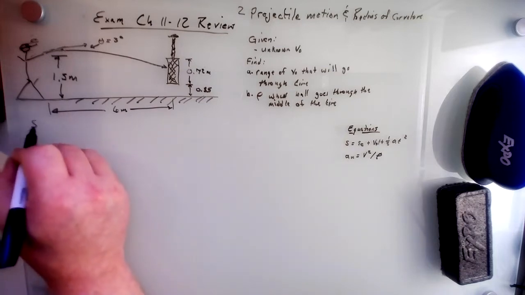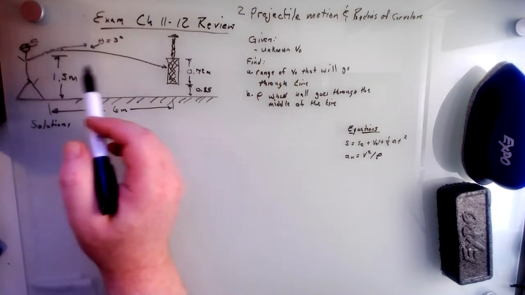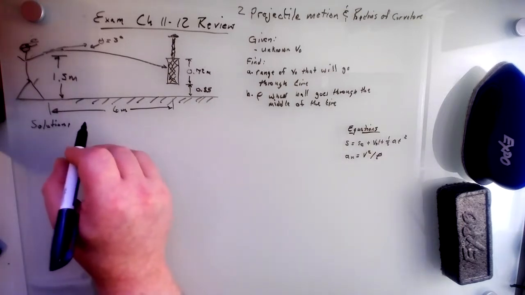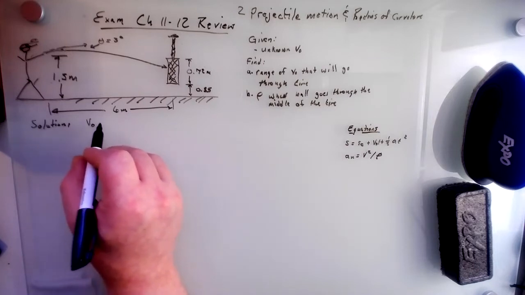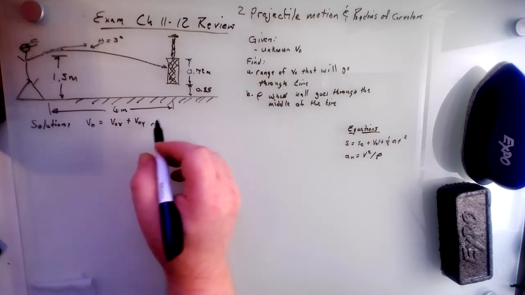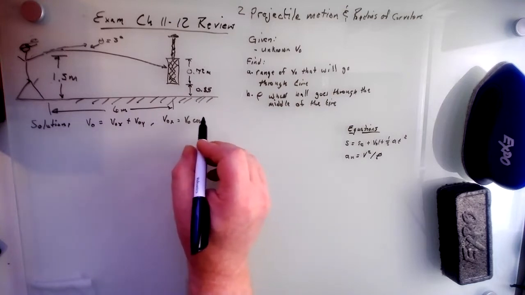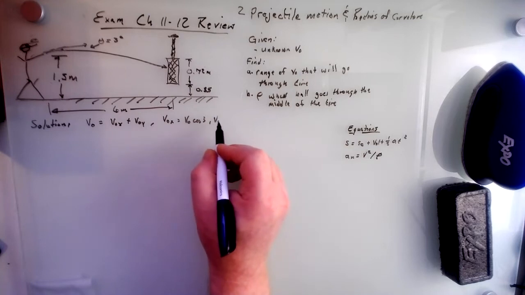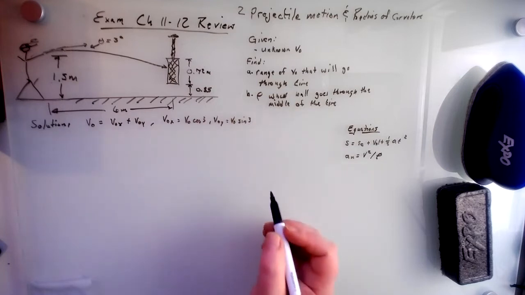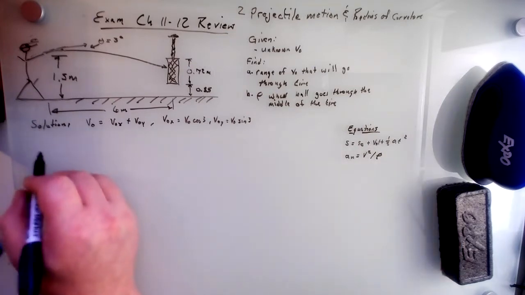So first things first, solution. Since we're breaking it into x and y components, let's say v naught equals v naught x plus v naught y, and v naught x is v naught times the cosine of 3 degrees, and v naught y is v naught times the sine of 3 degrees. Okay, cool. We know we're going to need x to find t. So let's start with x.